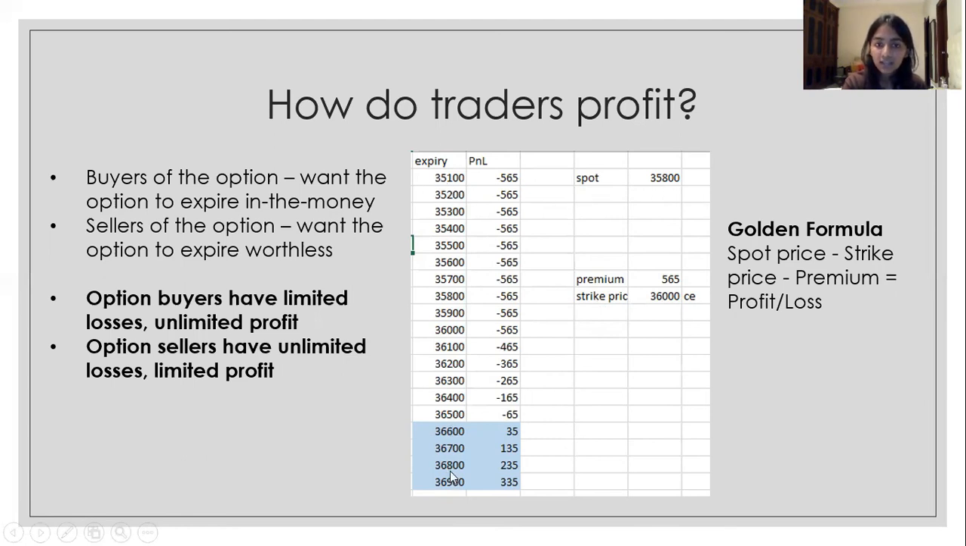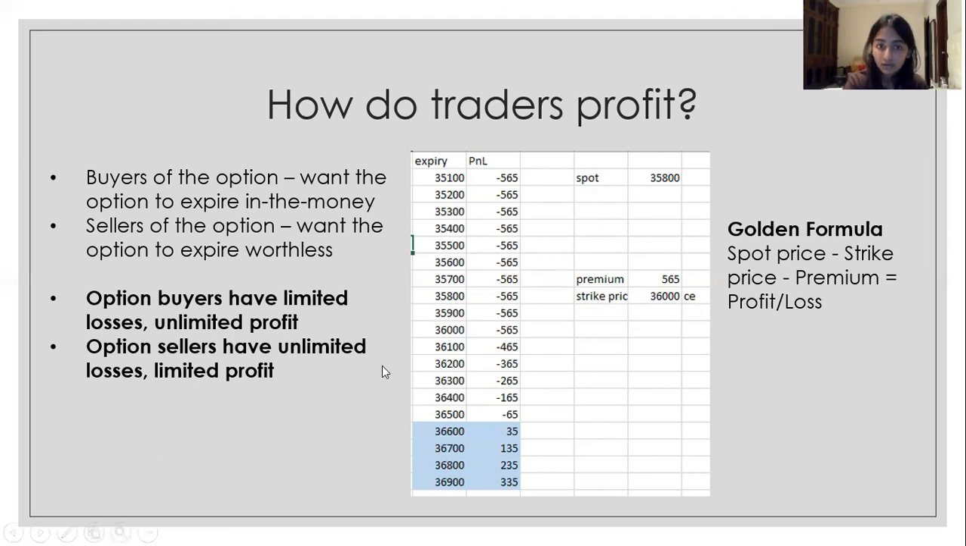So these are the different scenarios which are given for Bank Nifty's expiration. So if the Bank Nifty expires at 35,100 on the last date, which is on the expiry, you would be losing 565, which is the premium amount. So as I talked about, option buyers have limited losses. So the premium amount is the only loss that you would incur and not more than that. So till the point of the strike price that you have, which is 36,000, you would be losing 565, which is the amount of the premium.